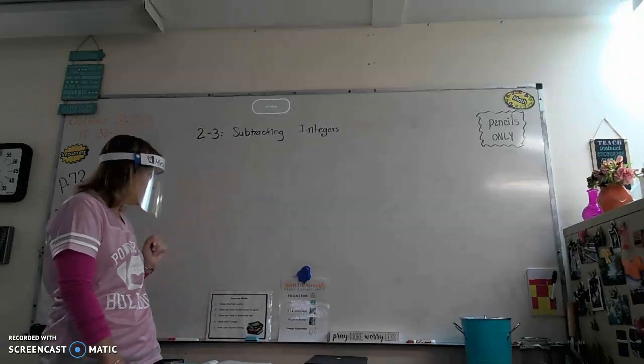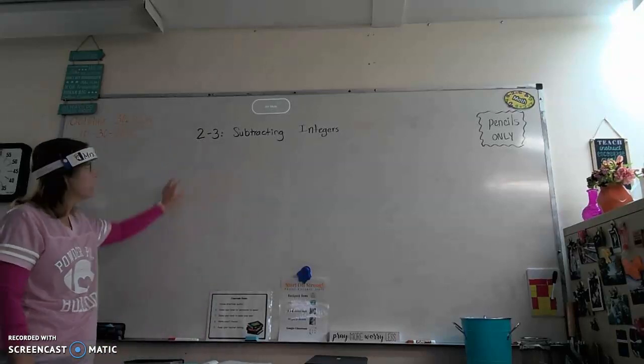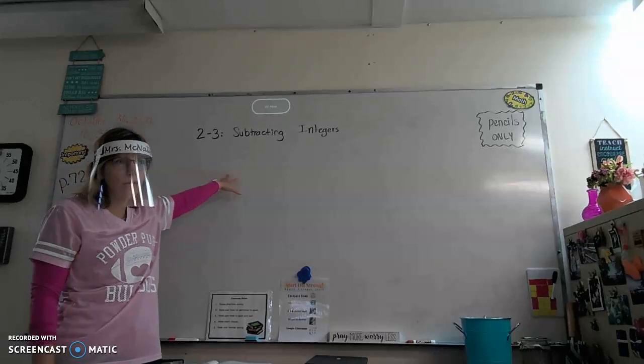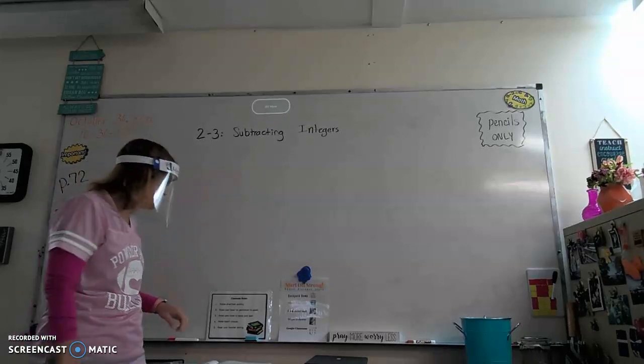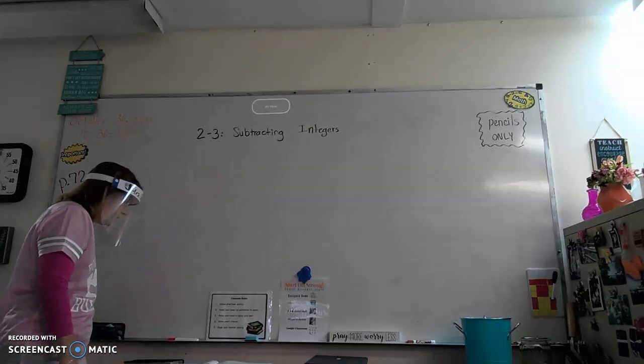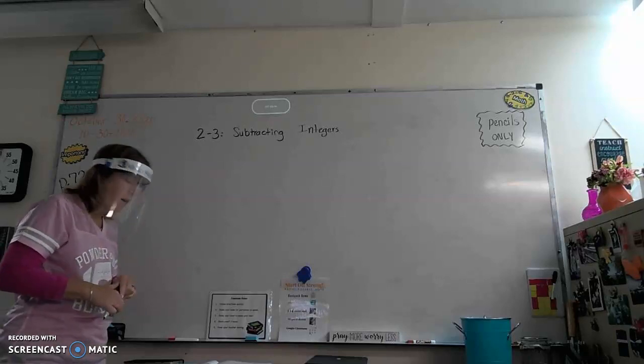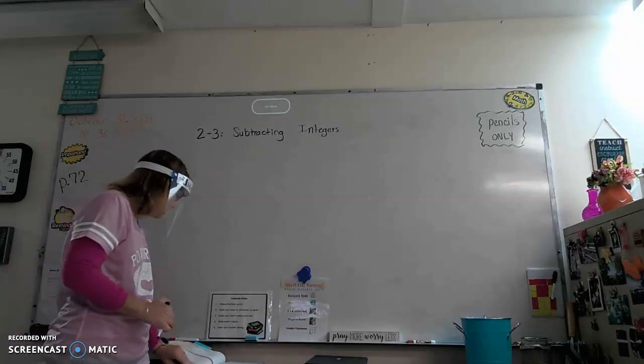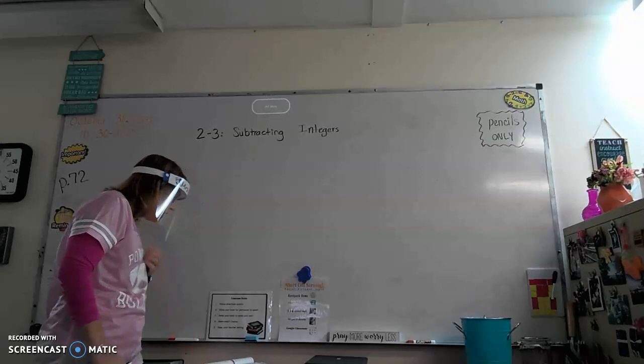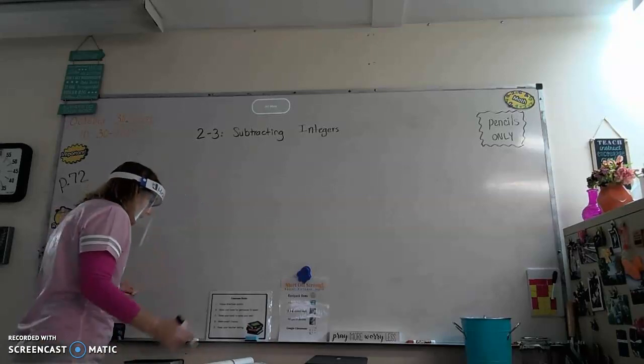Okay, today we are on page 72 and we're starting a new section, section 2-3 on subtracting integers. So we're going to look at some examples from the book. It's the bottom half of page 72. And I'm going to start with number 3.